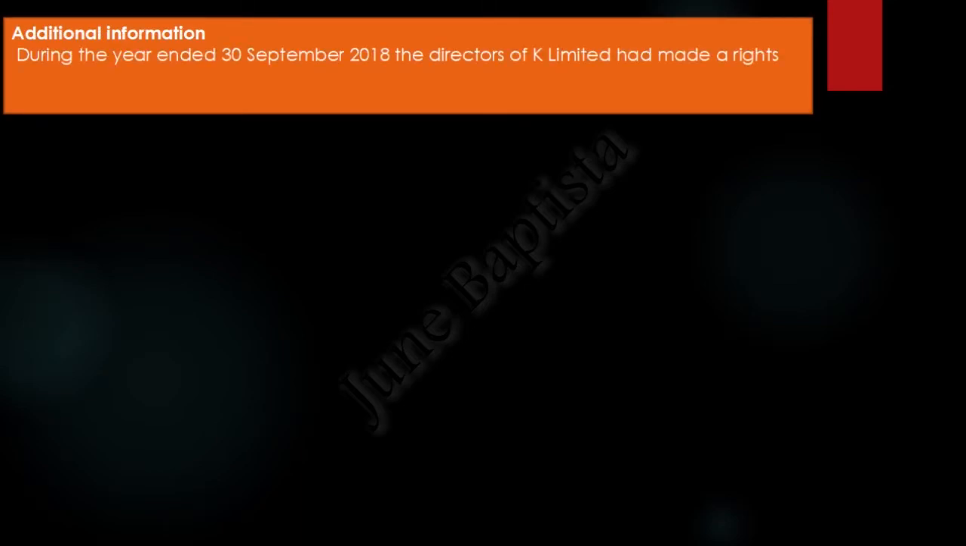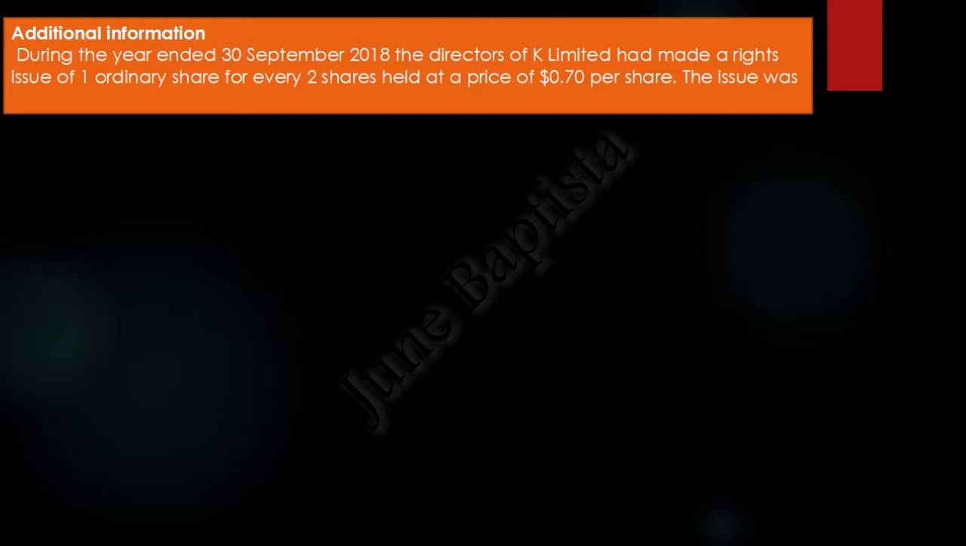This continues from the previous two slides. Additional information. During the year ended 30th September 2018, the directors of KA Limited had made a rights issue of 1 ordinary share for every 2 shares held at a price of 70 cents per share. The issue was fully subscribed and had been recorded in the books of account.